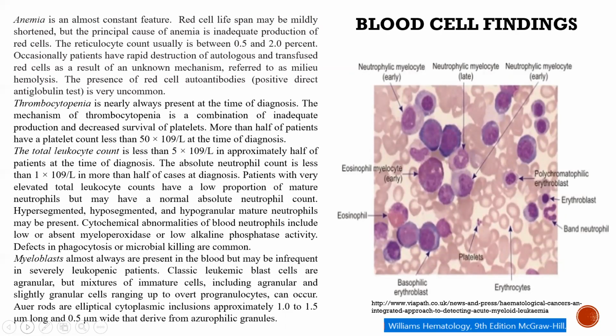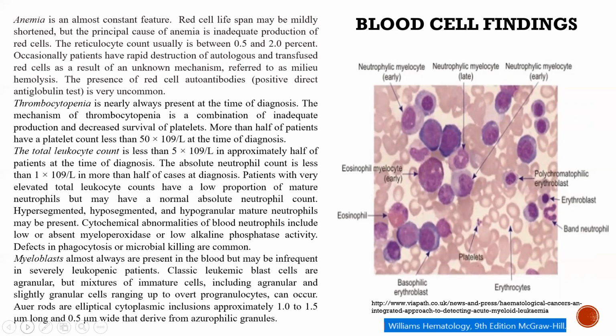Anemia is the most constant feature of the CBC and the blood smear in this leukemia type. Red cell lifespan can be mildly shortened, but the principal cause of anemia is inadequate production of red cells. I should remind you that red cells arise from the same progenitor as the platelets and the granulocytes, and we are talking about problems of this progenitor, the myelogenous line. The reticulocyte count is usually between 0.5 and 2%.